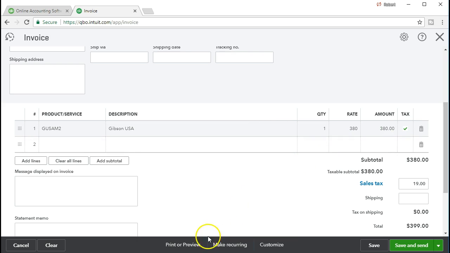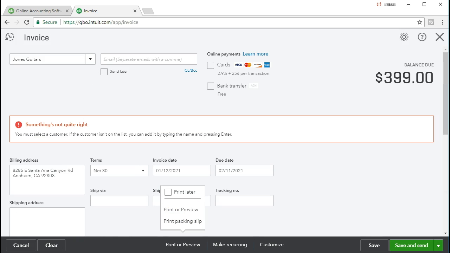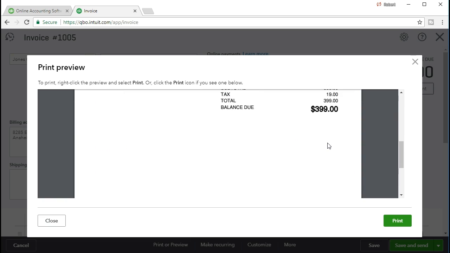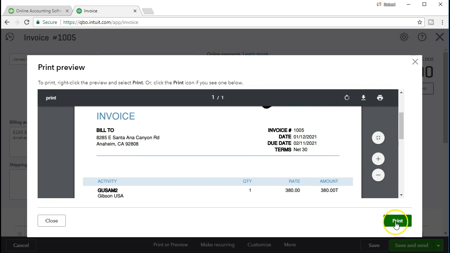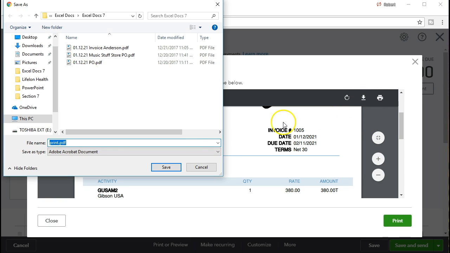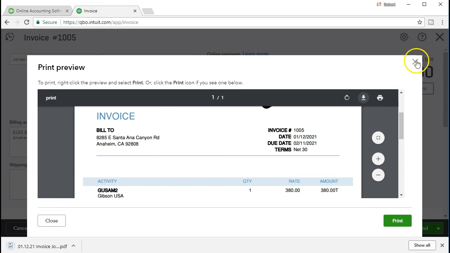So we're going to go ahead and print this now. So we'll say print preview. We want to print or preview. And here is our item. We're going to go ahead and save this. So I'm going to print this item, or just download. Let's go up here. Let's download this item. And there it is. And we're going to say it's going to be an invoice. I'm going to give it the date first, which is 01/12/21. Then we'll say it's an invoice for Jones Guitars. And we will save that and close that.